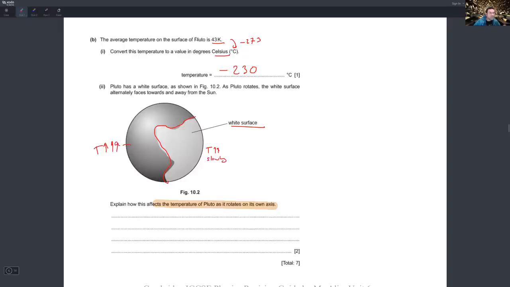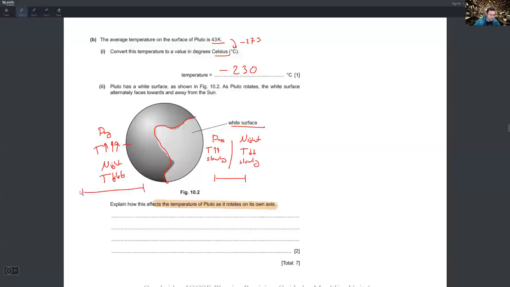Slowly. And then during night time, it will cool down. Will it cool down slowly or quickly? Also slowly. Whereas during the night, the black side, the dark side, cools down very quickly. That's why the temperature range of Pluto's white surface is smaller than the temperature range of the black surface.